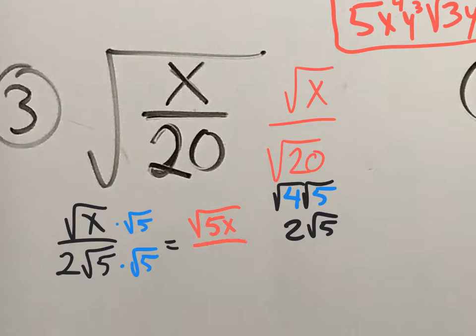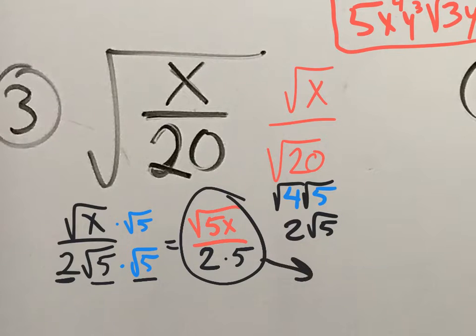And on the bottom, we do have the 2. This 2 is right there. And the square root of 5 times square root of 5 is simply 5, no more square root. Remember, whenever you multiply a square root with itself, it eliminates the root. It's just the value inside. So our final answer will be, this is our answer, but we just need to change that 2 times 5 to a 10. Square root of 5x over 10.